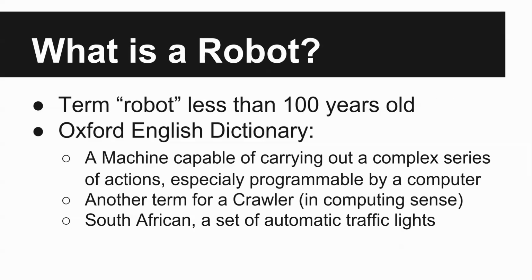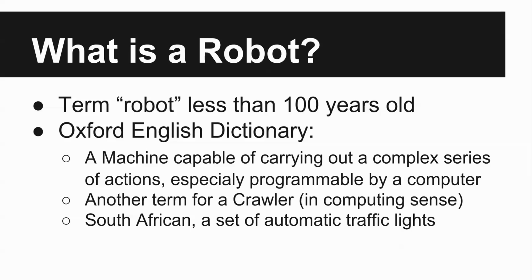What is a robot? The term robot is less than 100 years old. If you remember back from part 1, the Czech writer Karl Kapek created the word robot from the Czech word robota, and he was really trying to find a word that described the drudgery of a machine that was tasked with doing slave-like labor.